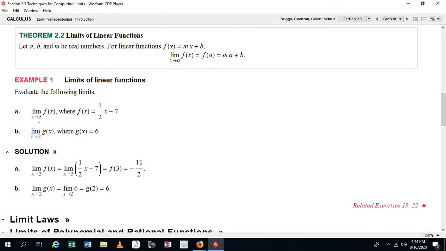Okay, so an example of this would be like in this example here. You can see f of x is a linear function. And because it's a linear function, I can evaluate this limit as x approaches 3 by simply evaluating the function at 3 and finding f of 3. And if you plug 3 into this function, you get 3 halves minus 7, which is minus 11 halves.